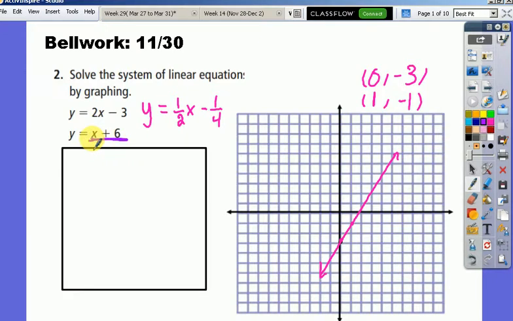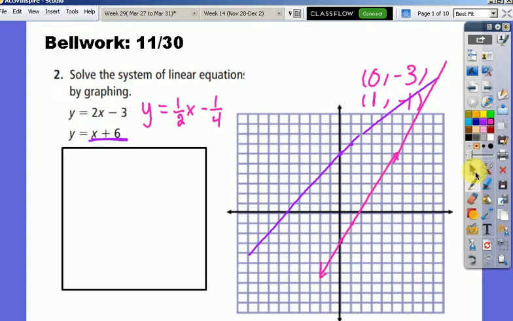6. Okay. So 0, 6 is your point, right? Yes, ma'am. So 1, 2, 3, 4, 5, 6. That's your starting point. And then what is my slope? Up 1 to the right 1, or down 1 to the left 1. And then you want to graph this.